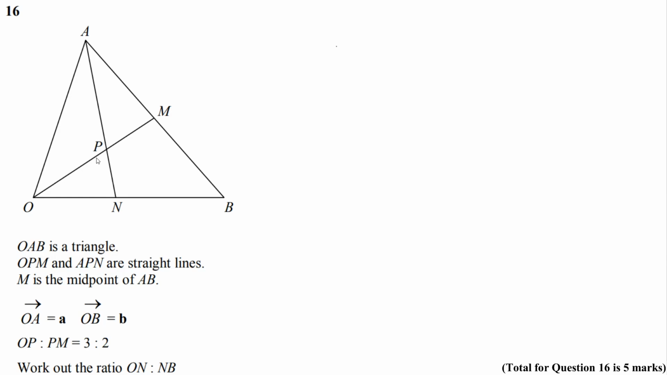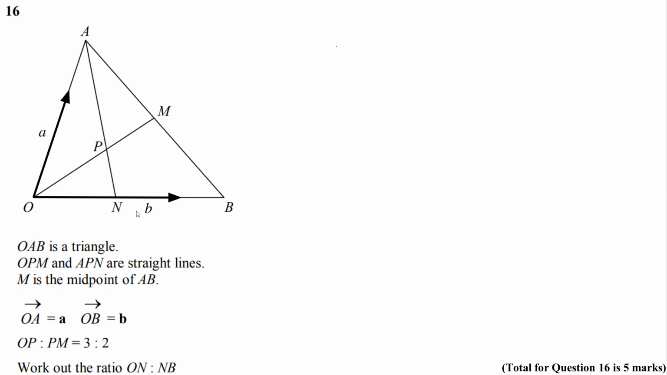Okay, so this is going to be 3/5 of the full line. The full line is going to be, because if this is 3 and this is 2, the full line is going to be 5. So this is going to be 3/5 of the full line. Okay, let's just first of all put on the information that we know, so A and then B. We want to work out the ratio ON to MB.